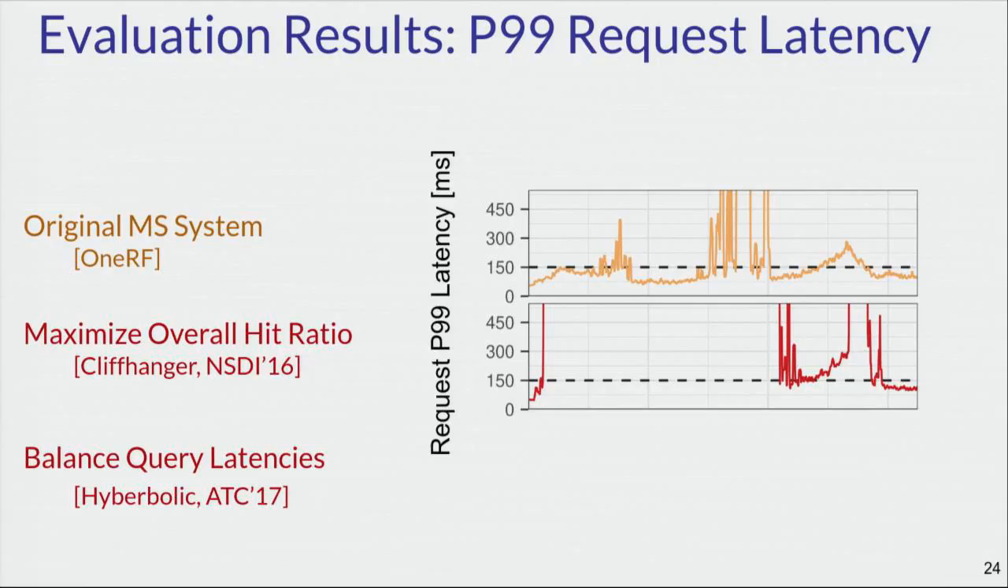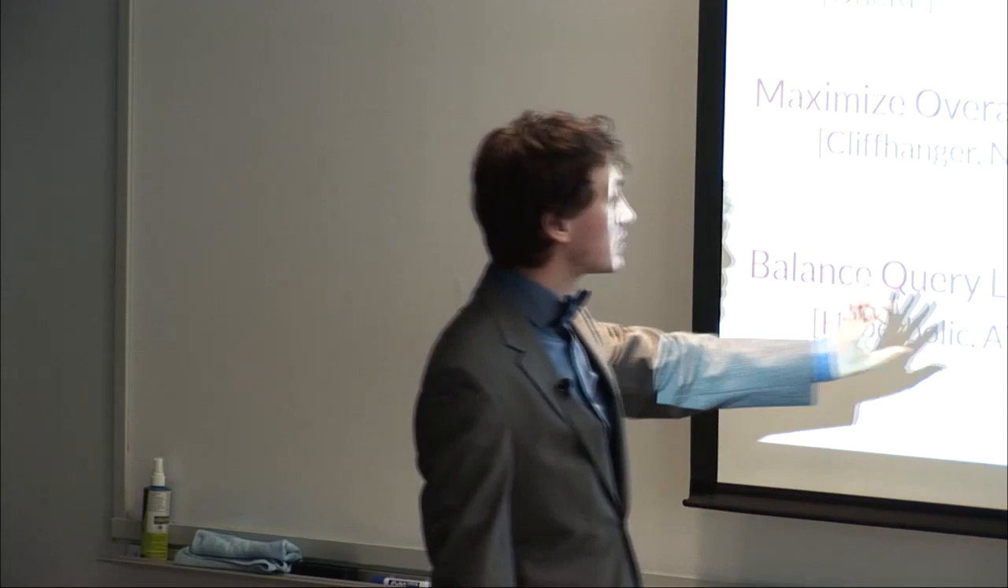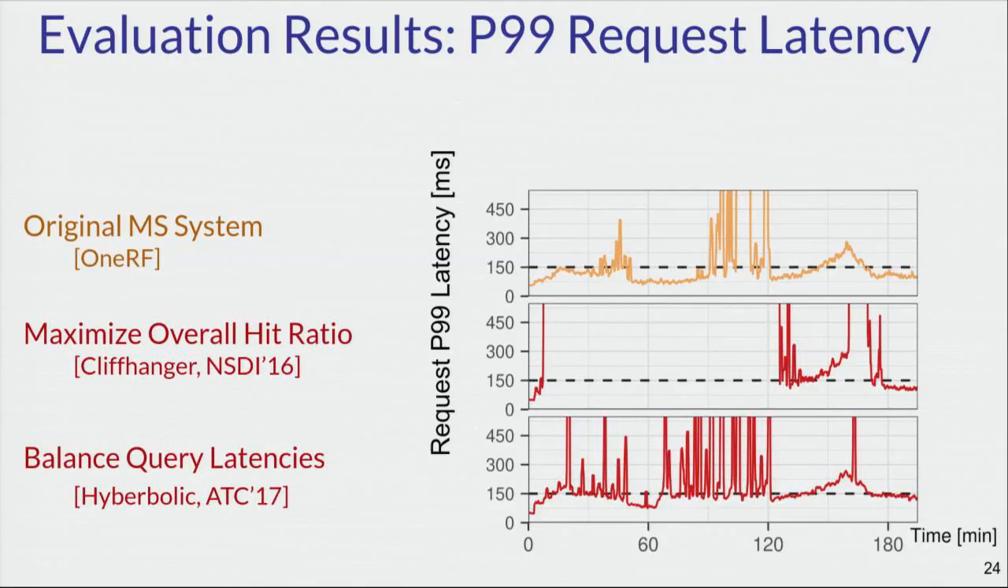Now, finally, we also compared to this kind of straw man example I mentioned earlier, where you just try to balance the tail latencies between all these backends. You just allocate in proportion to the tail latency you observe. So that was the most realistic idea we found in the literature. But unfortunately, again, because it doesn't really figure out what is the cause of the P99 request latency, it comes up with very, very high latency.